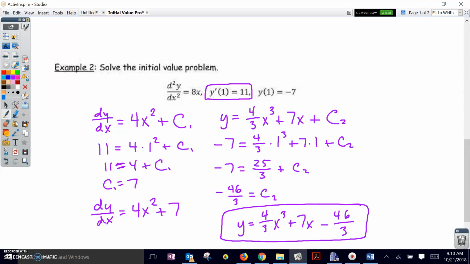And this is the one and only function that has as its second derivative d squared y/dx squared equals 8x, that the value of the derivative at 1 is 11, and that the value of the function at 1 is negative 7.